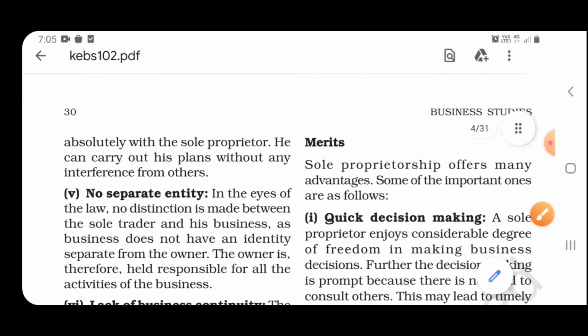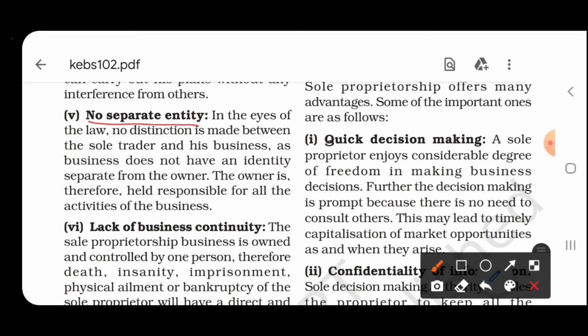The next one is no separate entity. In the eyes of law, no distinction is made between sole trader and the business, and business does not have an identity separate from its owner. So here the business and the person is treated as same, because there is no other person involved in this. So in the eyes of law, there is no difference between sole trader and his business. Business doesn't have a separate existence apart from its owner. That is, here it means that the business and the owner is the same. It has been considered like that.